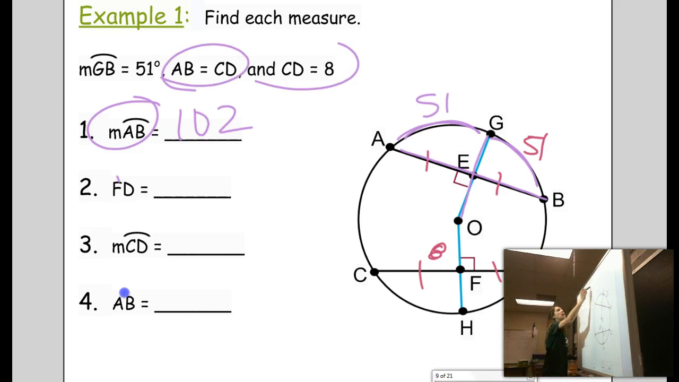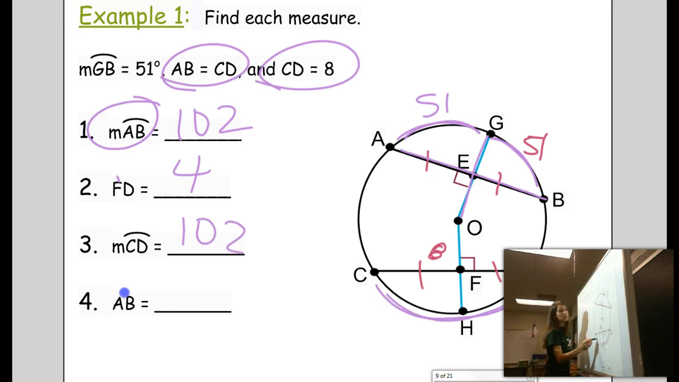Okay. Torin, use this and this to help you. Oh, it's 8. No? CD is 8. I would like FD, please. Oh, so half, 4. When a radius is perpendicular to a chord, it cuts the chord in half. So if the chord is 8, then half of the chord is 4. John is not here. Julius, measure of arc CD. 102. Very good.